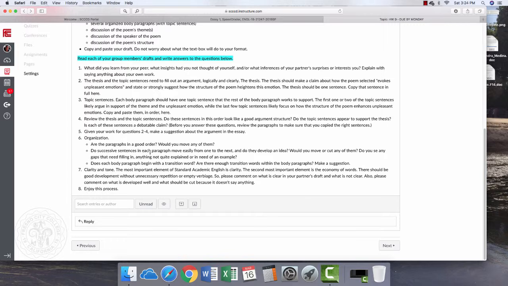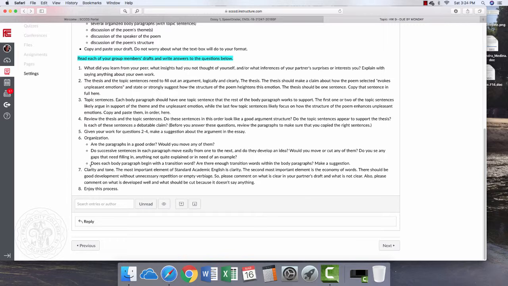Next, do successive sentences in each paragraph move easily from one to the next, and do they develop an idea? Would you move or cut any of these sentences? Do you see any gaps that need filling in, any unanswered questions, anything that's not quite explained, anything that's in need of an example? Explain that here, that gap, or that problem, or missing transition.